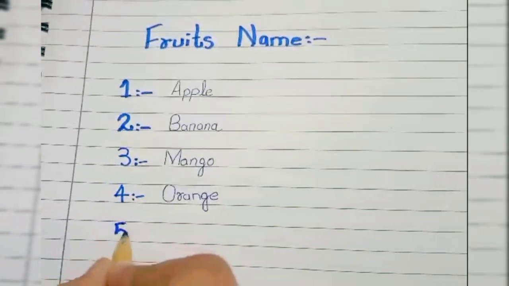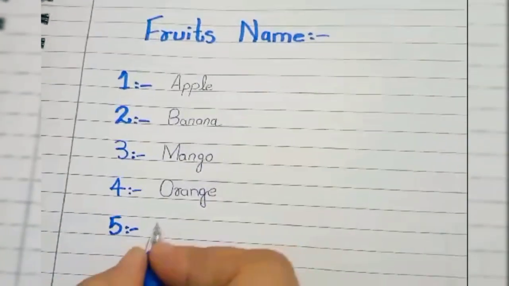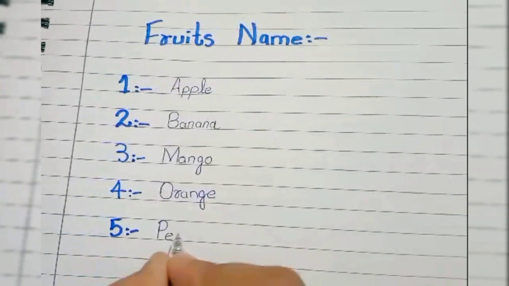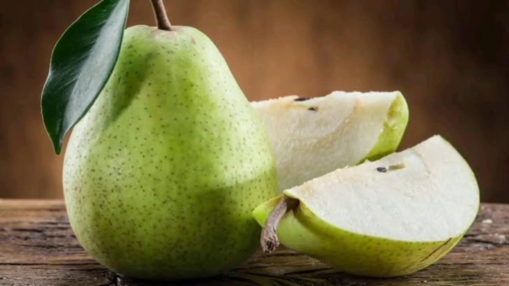The fifth name and the last name of the fruit is pear. Pear, pear. So these were the basic 5 names of fruits.